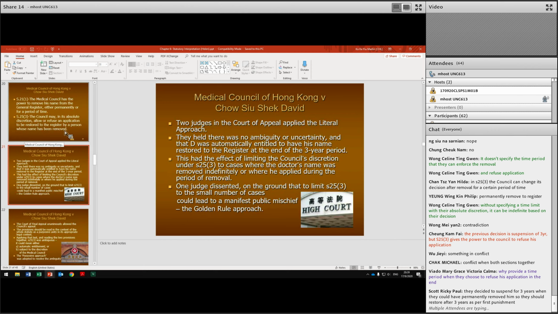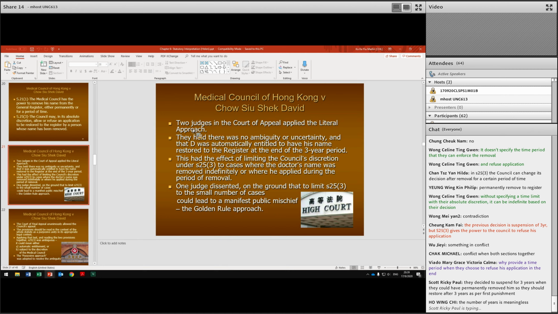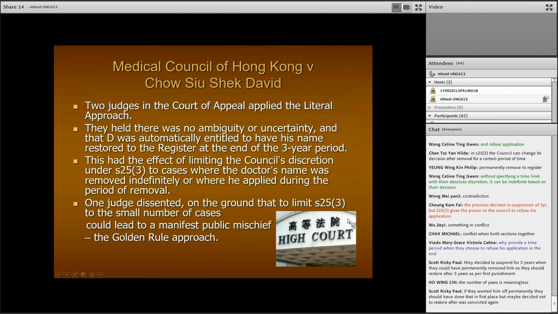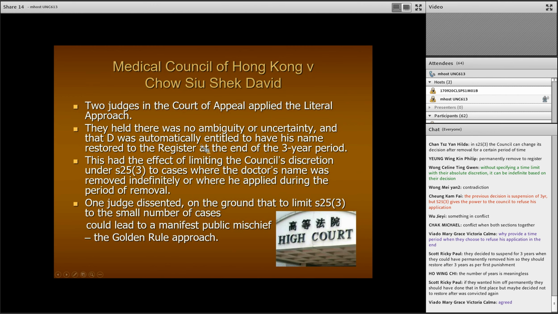He sued the medical counsel in the court of first instance. He won the case, and then the counsel appealed to the court of appeal. Two judges in the court of appeal applied the literal rule. They held that there was no ambiguity, and that the defendant, that's the medical counsel, should be automatically entitled to have his name restored to the register at the end of the 3-year period.